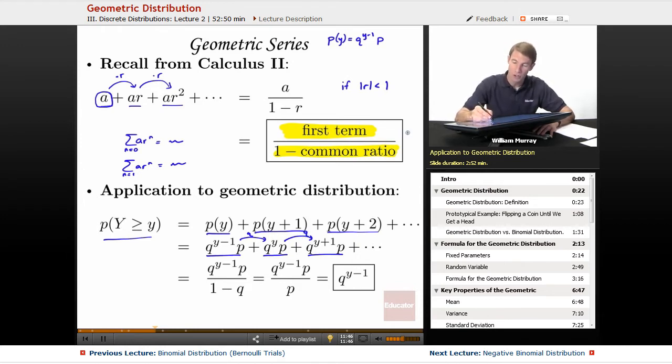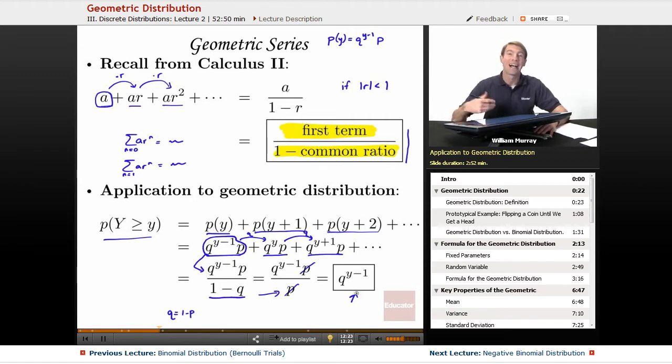I'm going to use my first term over 1 minus common ratio formula. So the first term here is q to the y minus 1 times p. Plug that in. The common ratio is q, so that's why I get 1 minus q in the denominator. And now 1 minus q is just p, because remember, q itself was 1 minus p. And then that cancels with the p in the numerator, and we get just q to the y minus 1. So that's our probability that we will go at least y trials until we get our success.